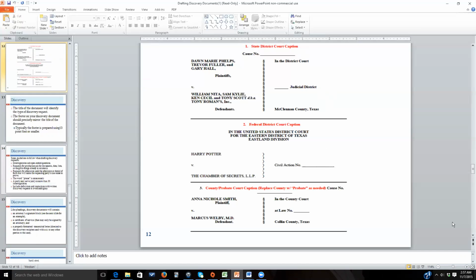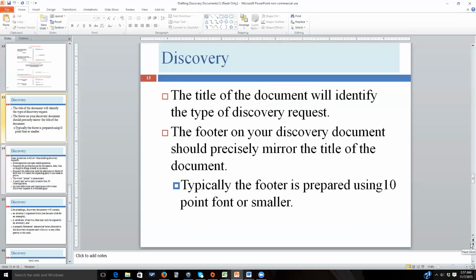So if you're filing in a different location, you may want to see where they actually put the name of the document. You'll also want to make sure you have a footer on the document that precisely mirrors the name of the document. Make sure it's the right font, and typically you're going to want to go with a 10-point versus a 12-point.